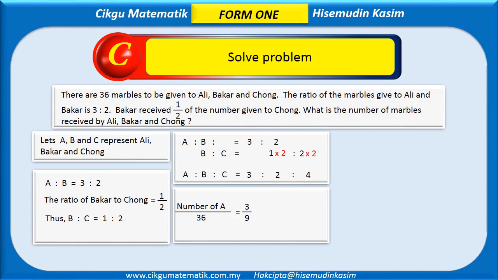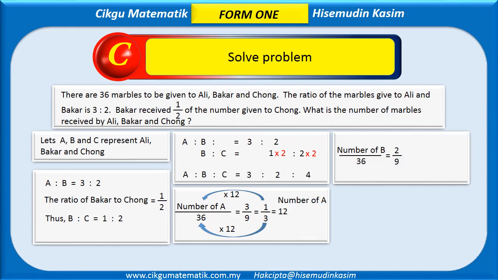Number of A over 36 equal to 3 over 9. 3 plus 2 plus 4 equal 9, equal to 1 over 3. 3 times 12 equal 36. 1 times 12 equal number of A. Number of A is 12.